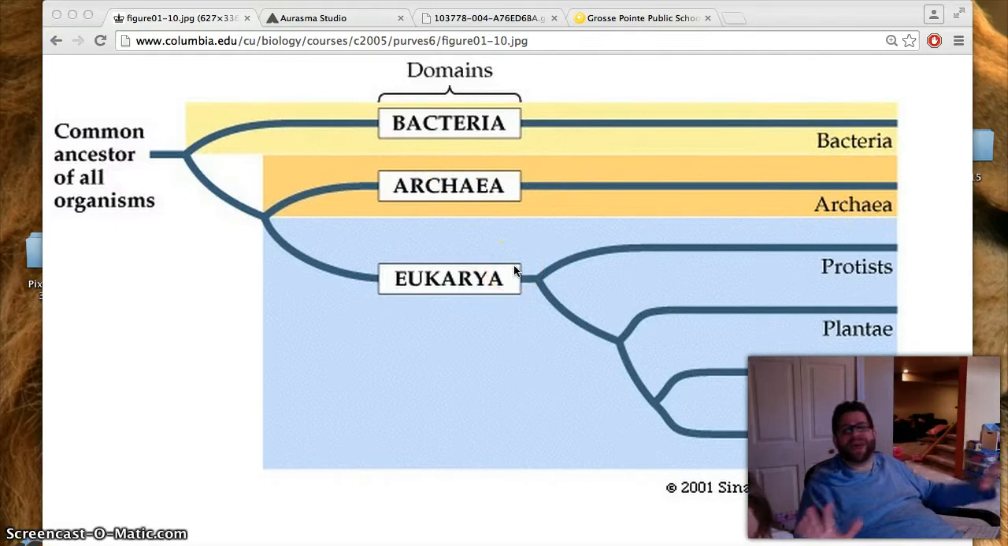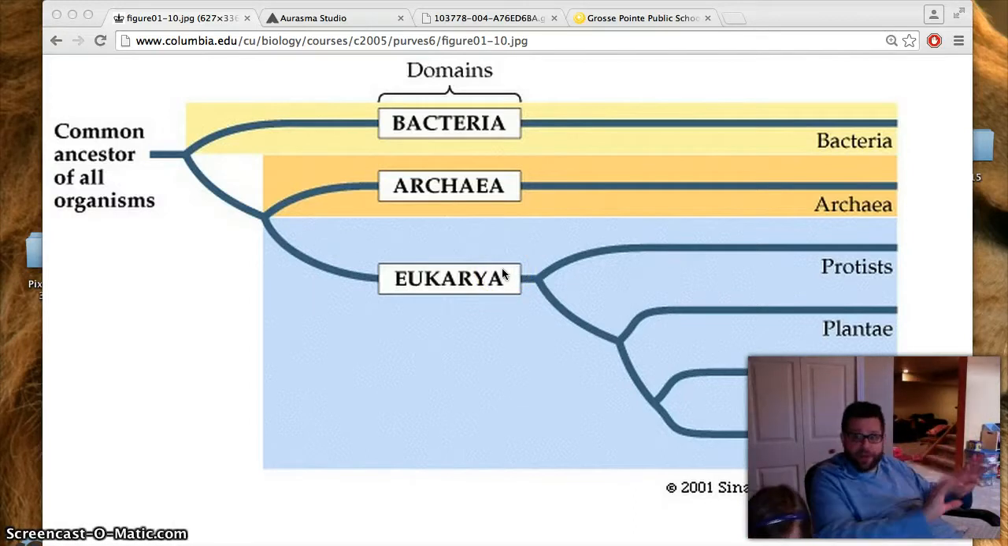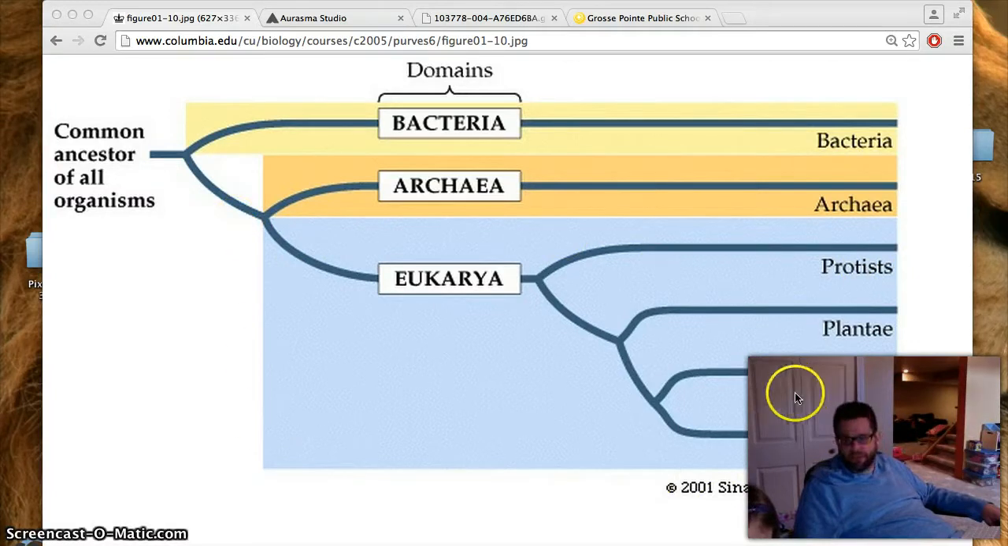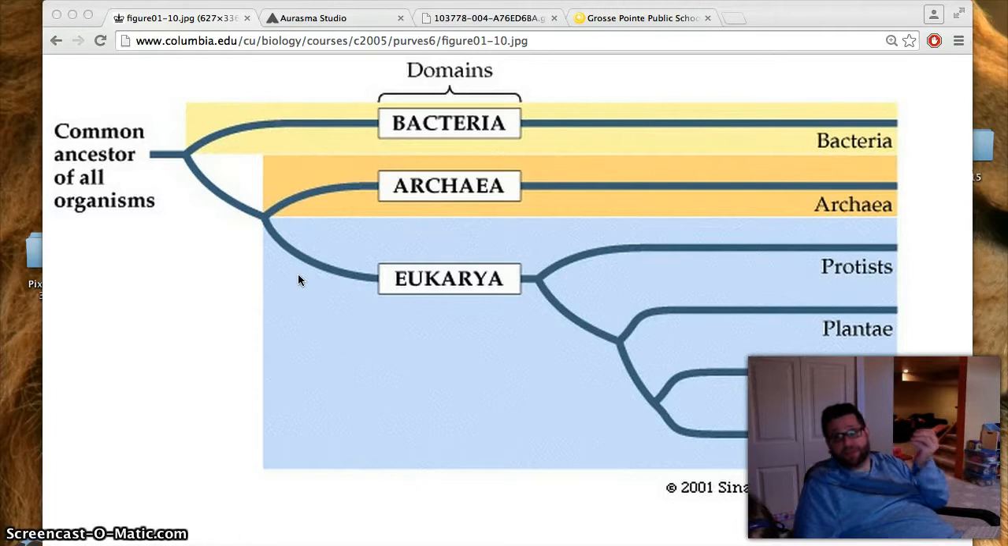Eukarya includes everything else. So animals, plants, fungi, and protists all fall into the other category. Now what's interesting is that protists are single-celled. But what makes all of these similar to one another is that eukarya comes from the term eukaryotic, which means a cell that is more complex, typically larger than prokaryotic cells, and has a nucleus.